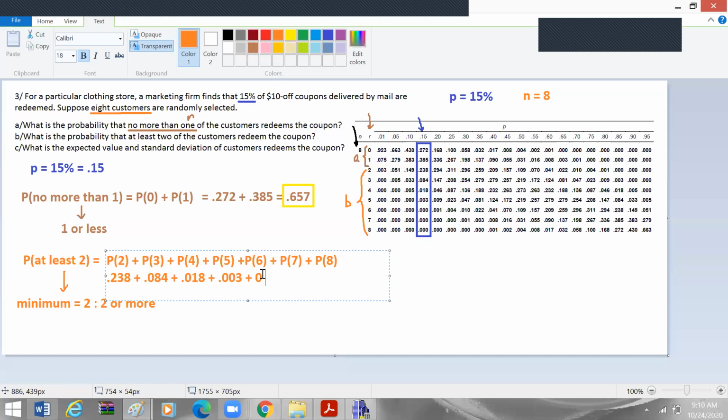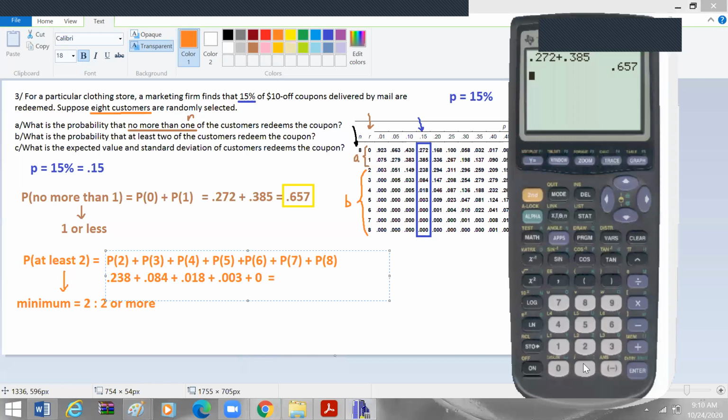This is what the chart looks like. If we went up to 5 decimal places, we wouldn't have enough space for that. So the most decimal places that we have in the chart is 3. That's really important. So we're going to compute all of that to get a final answer: 0.238 plus 0.084 plus 0.018 plus 0.003. The answer for that is 0.343, correct?